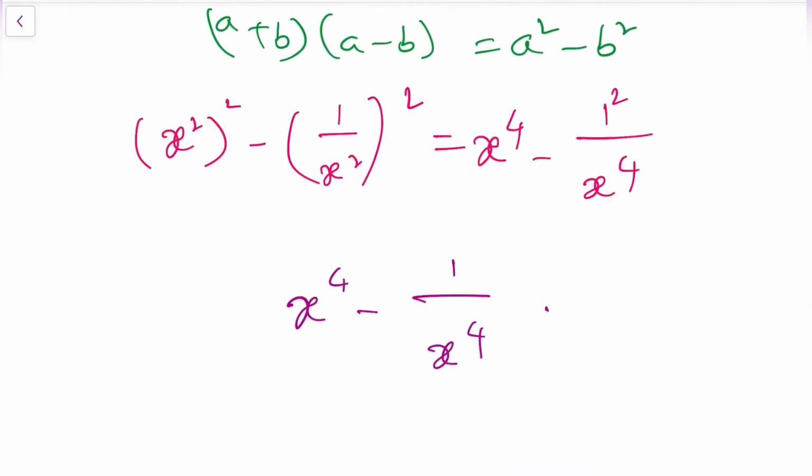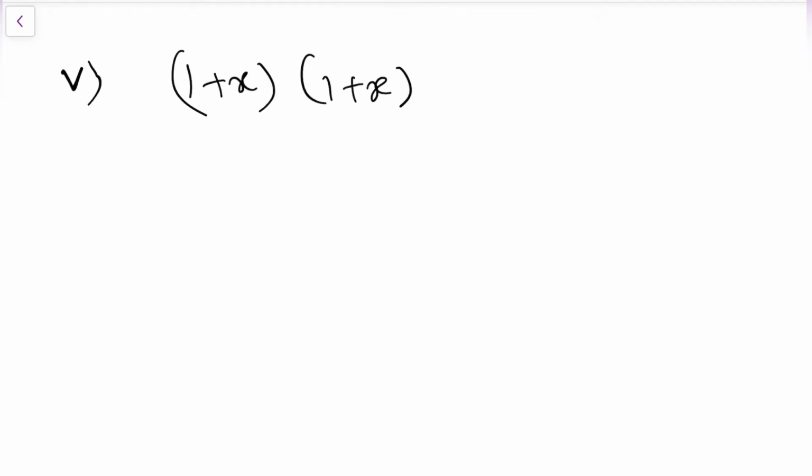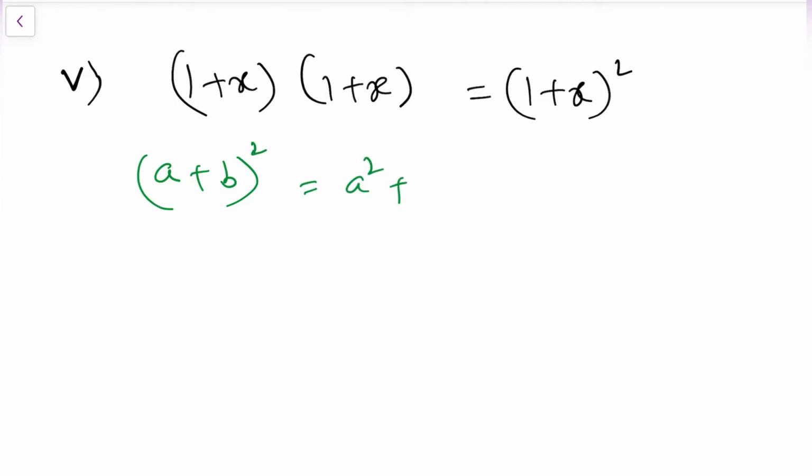Next, in this first bit, the last question. The fifth question is 1 plus x into 1 plus x. Here 1 plus x into 1 plus x is nothing but 1 plus x whole square. So this 1 plus x whole square is in the form of a plus b whole square. So a plus b whole square is nothing but a square plus 2ab plus b square.